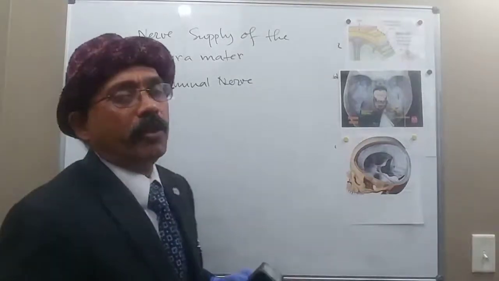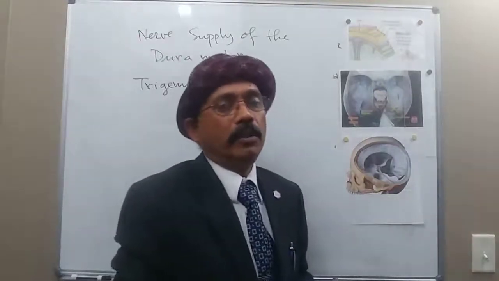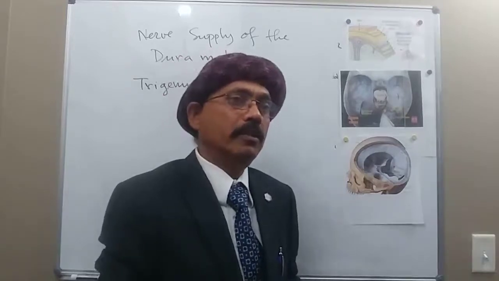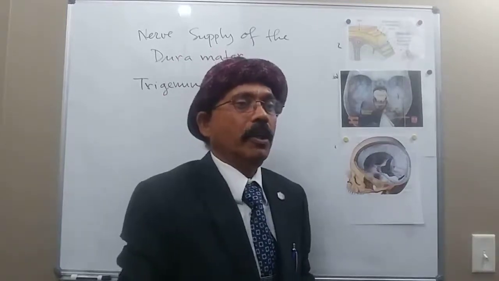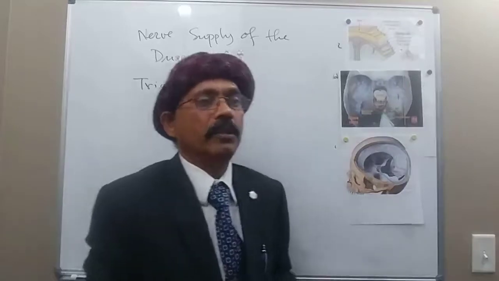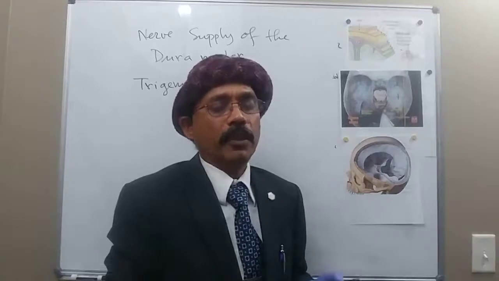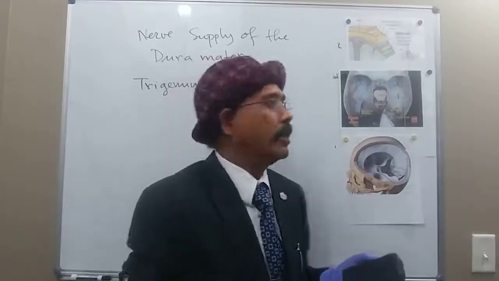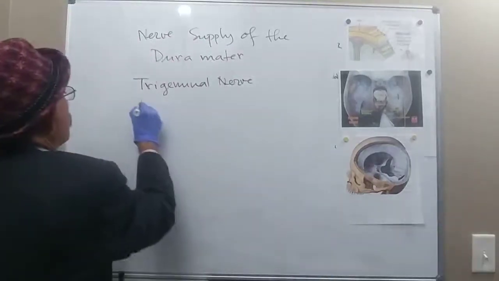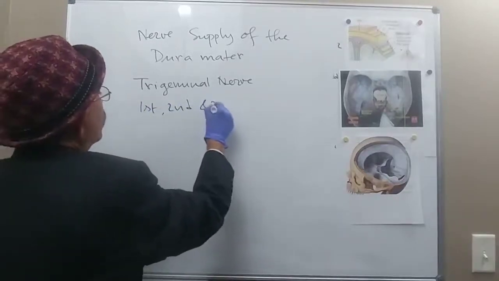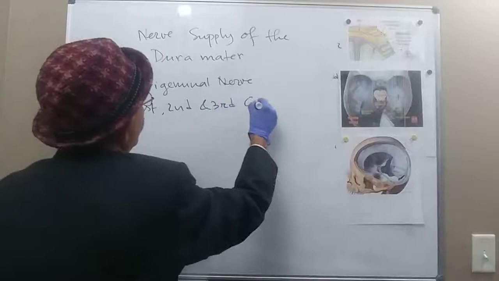Like the ophthalmic division of the trigeminal nerve, the maxillary division of the trigeminal nerve, the mandibular division of the trigeminal nerve. Posteriorly, it gets the innervation from the first, second and third cervical nerves.